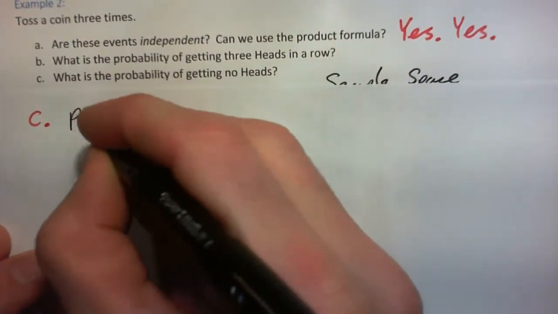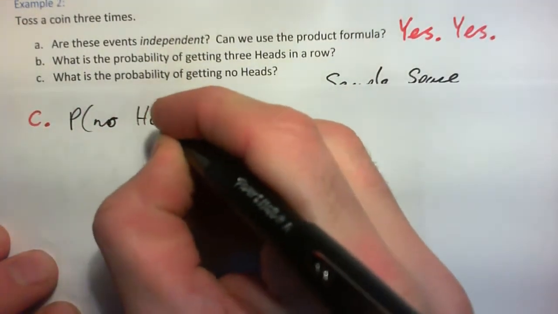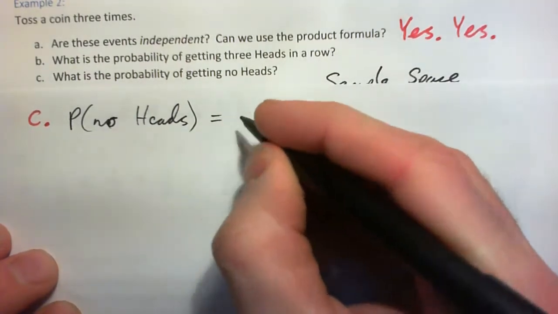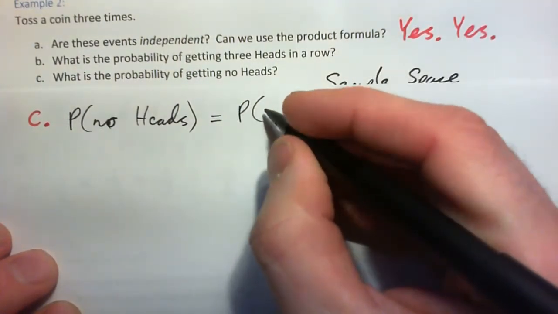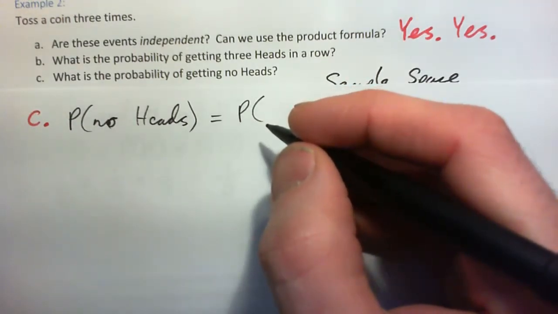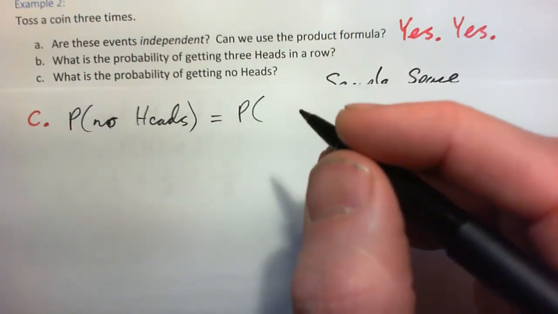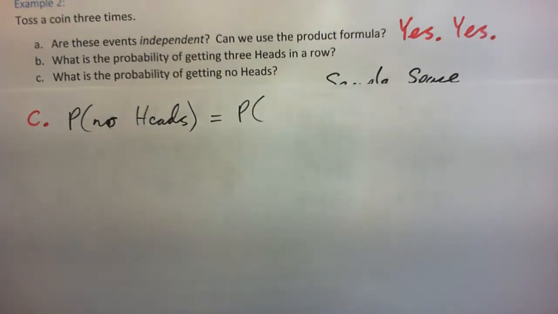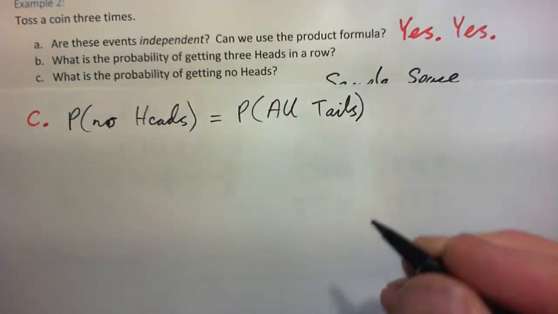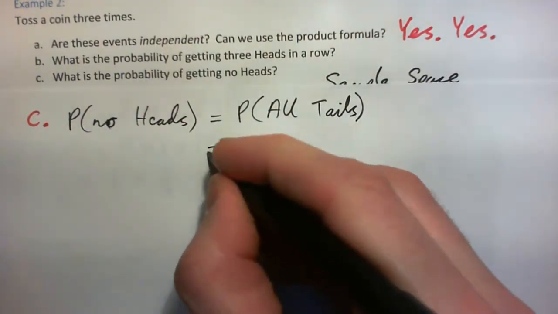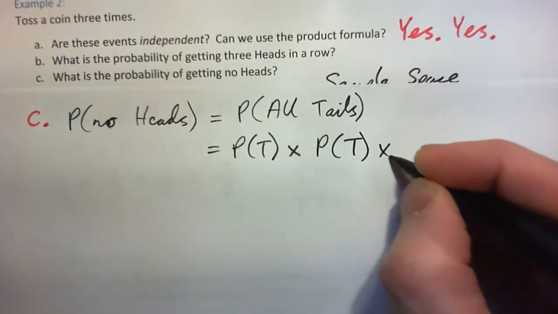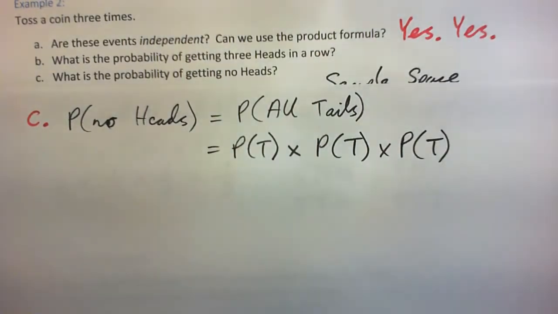So probability of no heads. There's a number of ways of doing it, but I'm going to use the product formula. I'm going to say that is probability of... Well, what does no head mean? No heads means all what? It means all of something. All. Probability no heads is all tails, right? Okay, and that's the probability of getting a tail on the first throw times probability of getting a tail on the next throw times probability of getting a tail on the third throw, right?